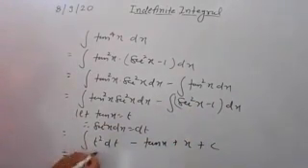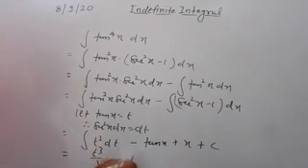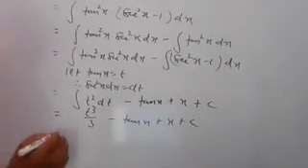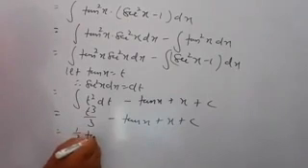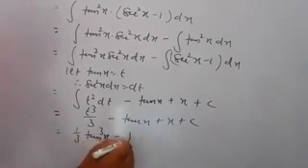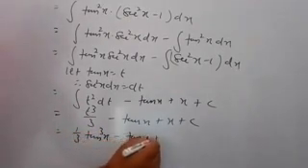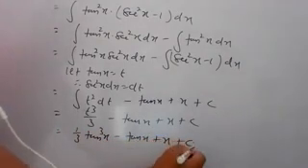And integration of t square is what? That is t cube upon 3 minus tan x plus x plus c. Now putting the value of t here, you have 1 upon 3 tan cube x minus tan x plus x plus c is your answer.